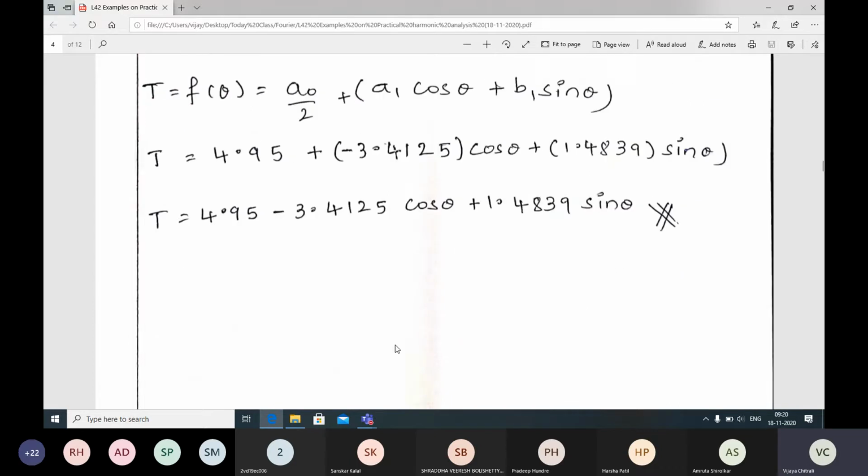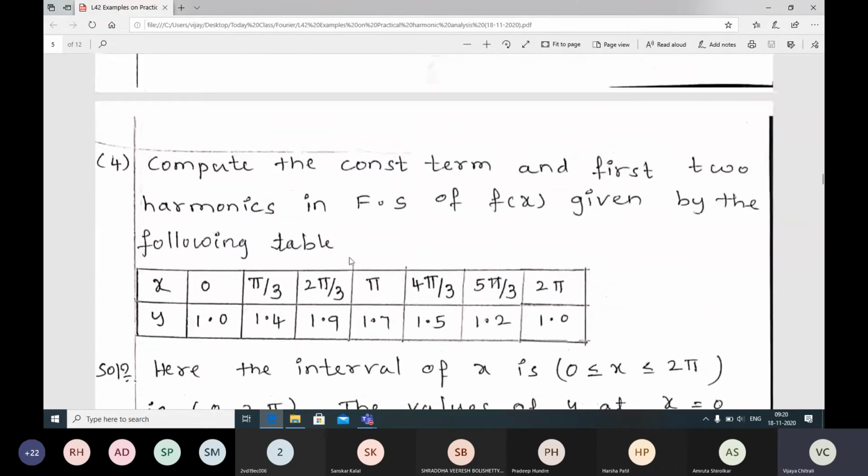Now move on to the next example. Compute the constant term and the first two harmonics in the Fourier series of f(x) given by the following table. First two harmonics means we first need to calculate the constant term a0 by 2, a1, b1, a2, b2. So we need to calculate these 5 constants.